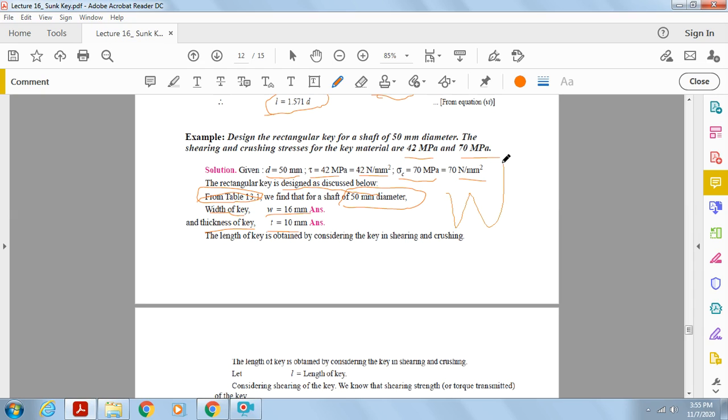Now we know that W equal to d by 4, from the previous discussion. D is given 50, so 50 by 4, that means 12.5, so it can be considered nearly equal to 16. Also we know that T, the thickness, is equal to d by 6, so 50 divided by 6 is equal to 8 almost, so it can be taken nearly equal to 10.